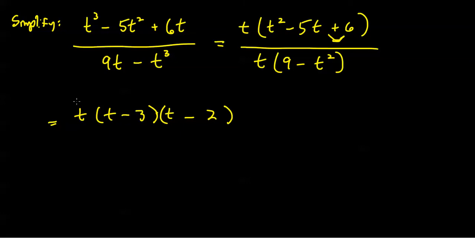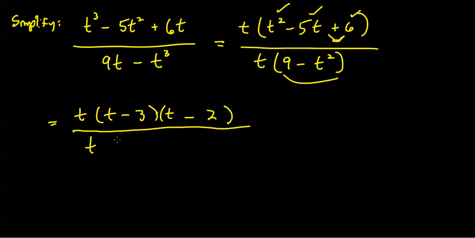Let me check it. The first product is t squared, that's fine. The outer and inner product adds up to a negative 5t, and now negative 3 times negative 2, the last product is of course positive 6. Alright, let me clean this up. So I've completely factored the numerator into prime factors. Downstairs, well, I've got a factor of t sitting out here, and of course 9 minus t squared factors as a difference of squares. I'll call it 3 plus t times 3 minus t.